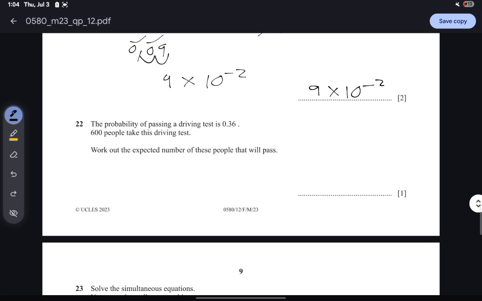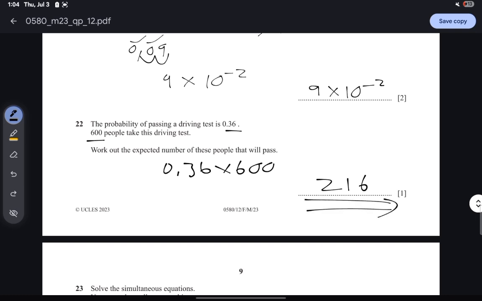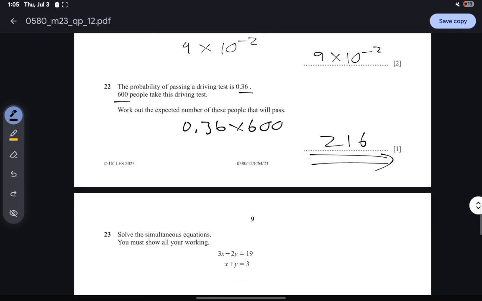Then moving on to number 22, the probability of passing a driving test is 0.36. 600 people are taking the test. Work out the expected number of these people that will pass. We know the probability of people passing is 0.36 and we want the expected number of people that will pass, so we're going to say 0.36 times 600. This should give us 216. So we expect 216 people to pass. Just the probability of passing times the number of people.